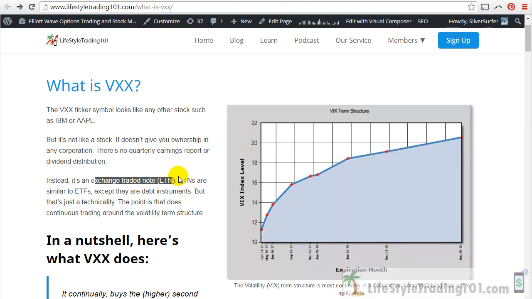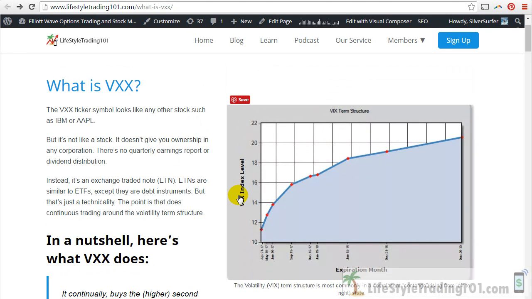So it trades like a stock, just as ETFs do. The only difference is that it's a debt instrument, but it's something that you can trade throughout the day, during market hours. And the VXX is a derivative on the S&P 500 volatility.